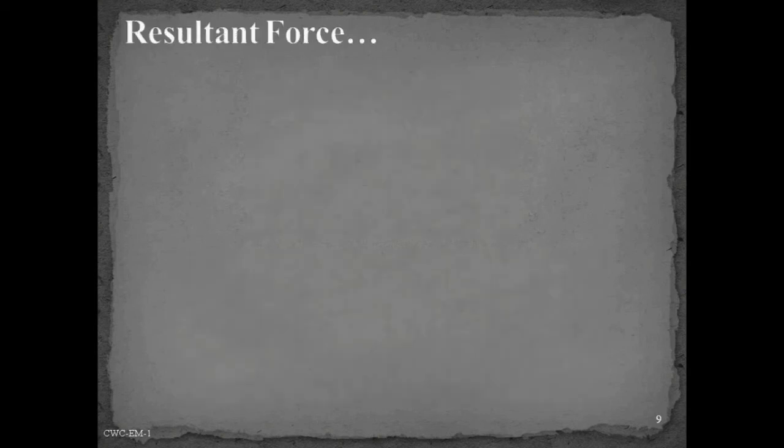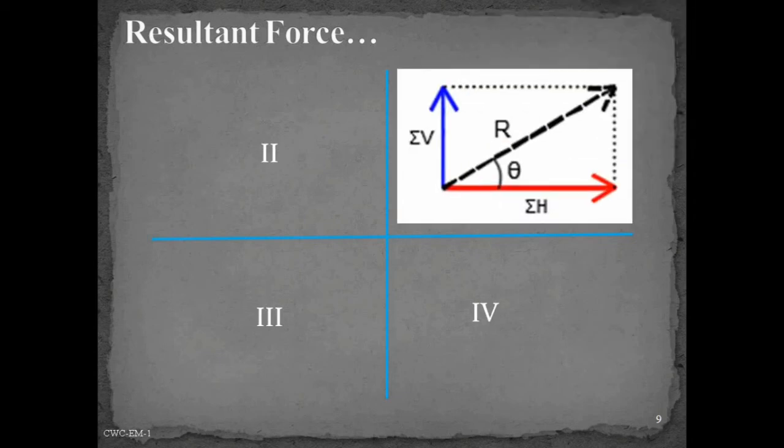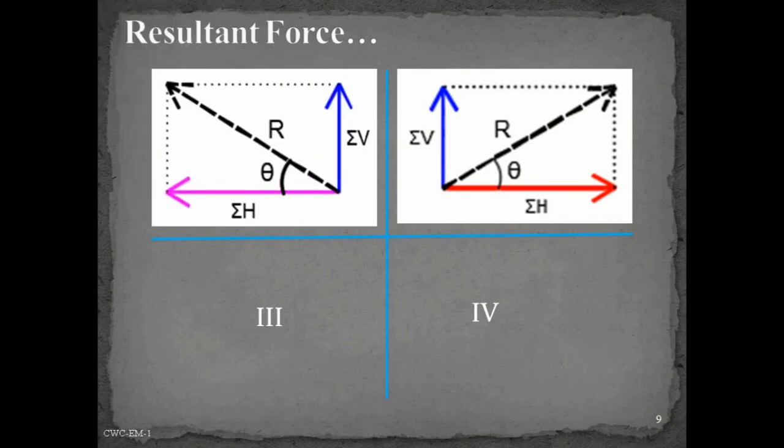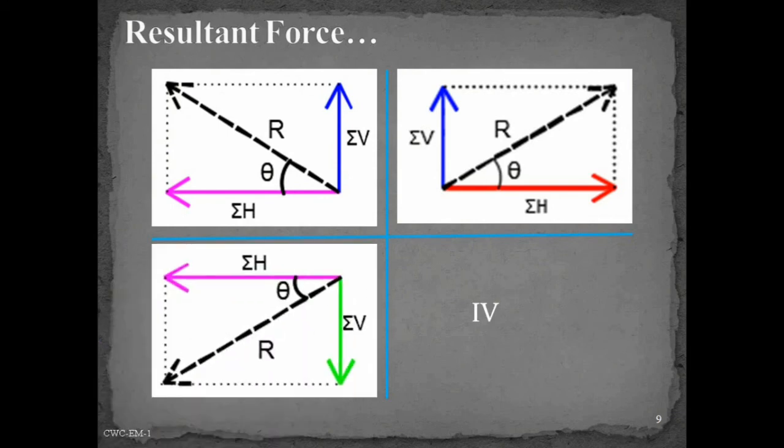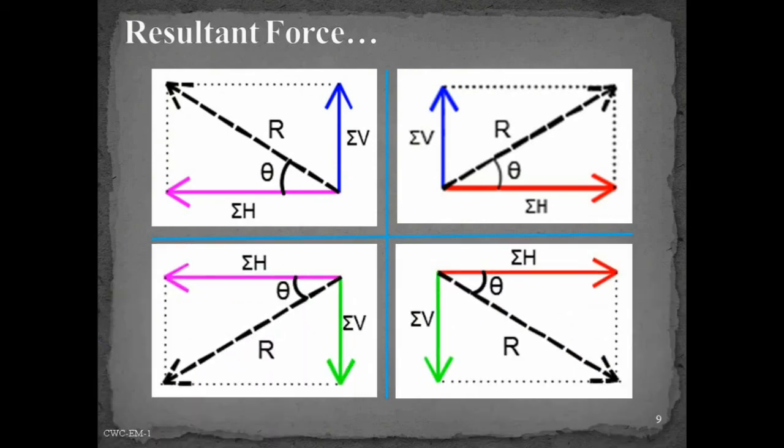Now let's see how about the directions. In all the quadrants, the magnitude of the force and the angle can be calculated in a similar way. So this is how in the first quadrant the resultant looks like. Considering the second quadrant, this is how it will be. This is how it will be in the third quadrant and this is the fourth quadrant.